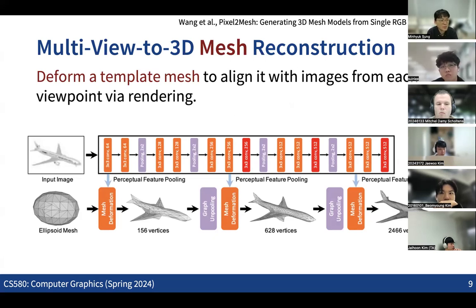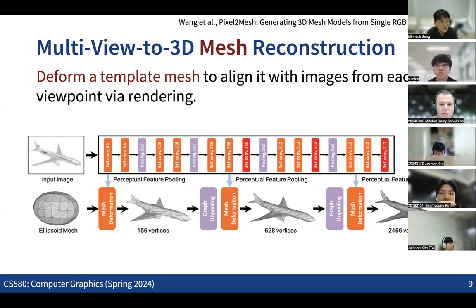There are some papers like this. I'm not sure how many of you know this work. This is the work that was quite famous at that time, Pixel2Mesh, which basically takes an image as input and makes some 3D output like this. So this was one of the examples of doing 2D to 3D reconstruction using a neural net.